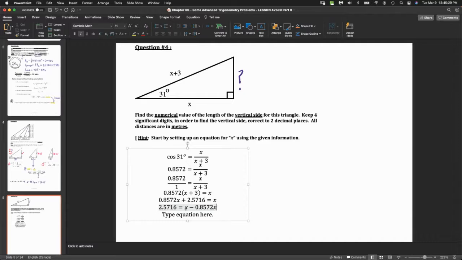You see how the x's appear on just one side. To do this operation, remember there's a 1 in front of this x. So it's like saying 1x minus 0.8572x. So you just subtract those coefficients. So that would be 0.1428.